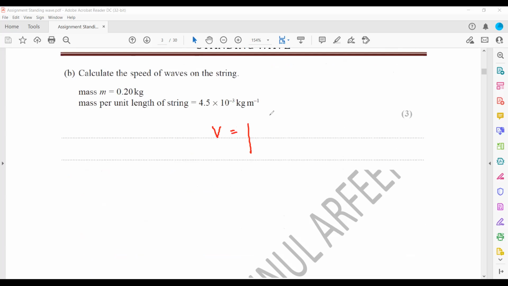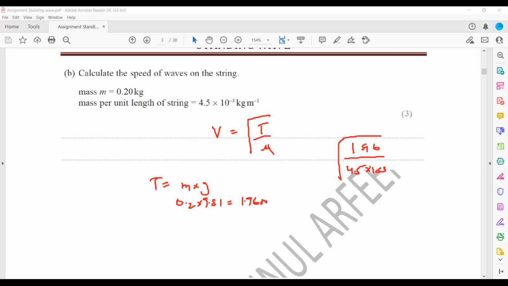So v is equal to the square root of T divided by mu. And T is actually equal to the weight of an object, which is mass times gravity. Mass is 0.2 and the gravity is 9.8, which gives 1.96 Newton. So 1.96 divided by the mass per unit length, which is 4.5 times 10 to the power minus 3, and take a root. So when we work it out, it will come out to 20.9 meters per second.